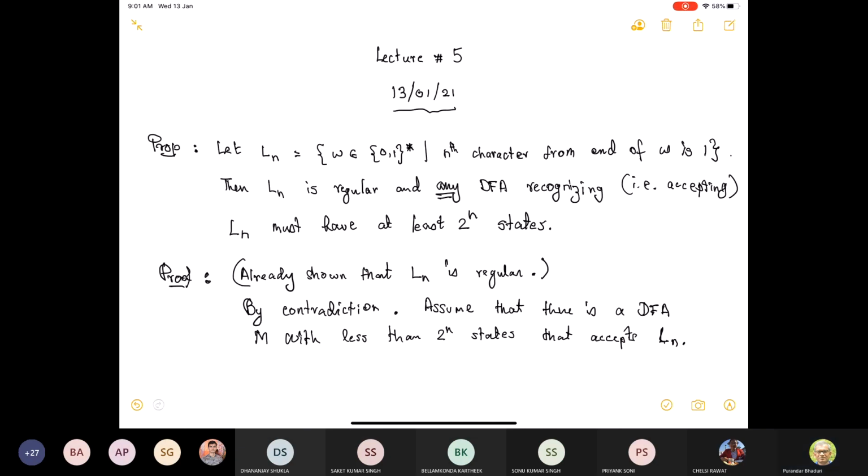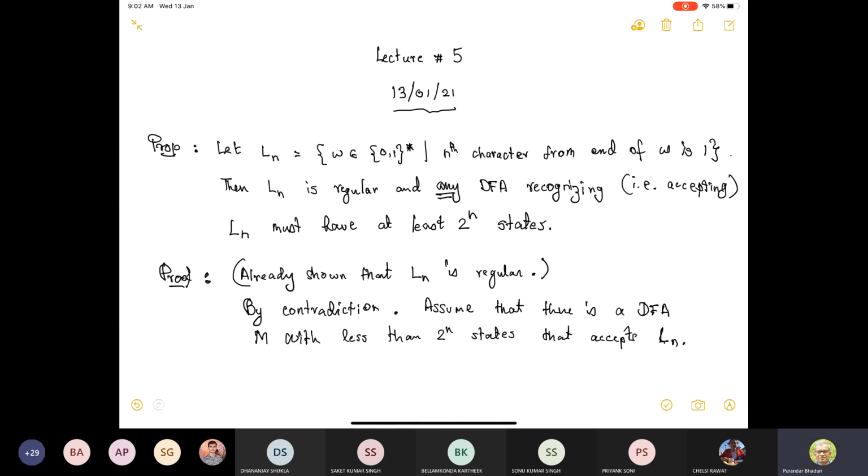Proposition. We define this language Ln, which is the set of all strings over the binary alphabet for which the nth character from the end of the string is 1, okay? And n is fixed here. N is some given constant, right? Then we showed that Ln is regular because we gave a DFA which accepts Ln.